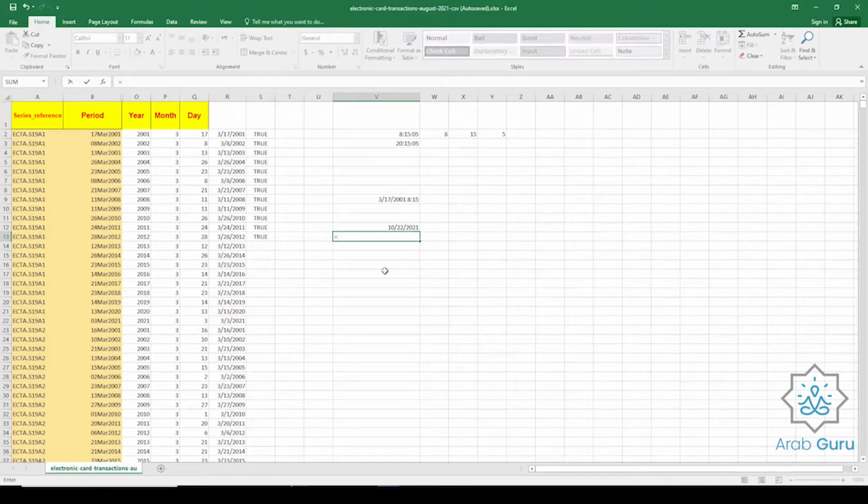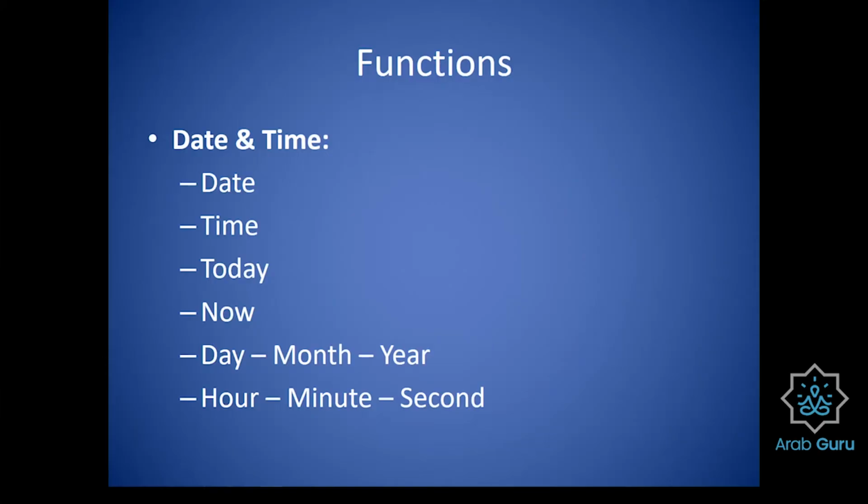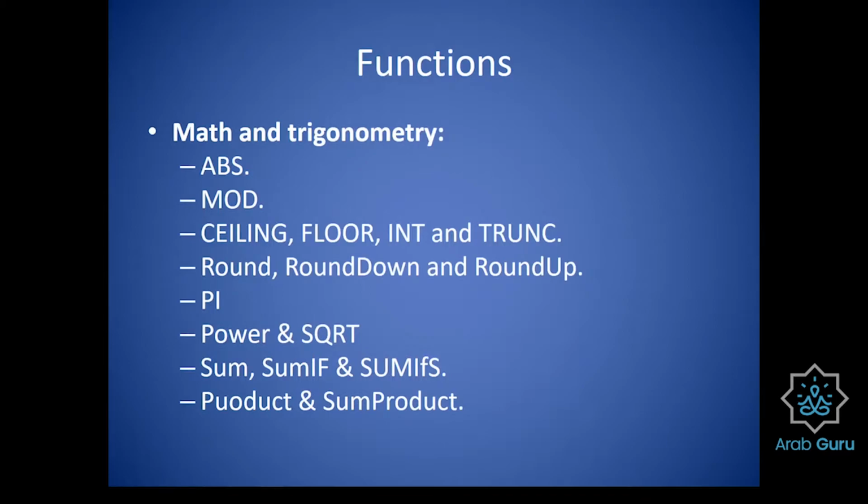Also, we can use NOW to get the exact date and time for today. So now it is 9 p.m., 9 minutes. This depends on your computer's clock. If I change my computer clock, it will change these dates as well.